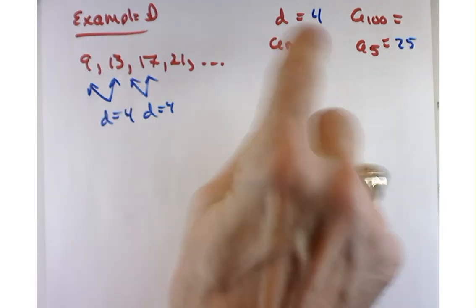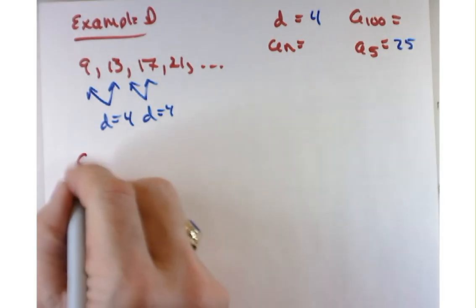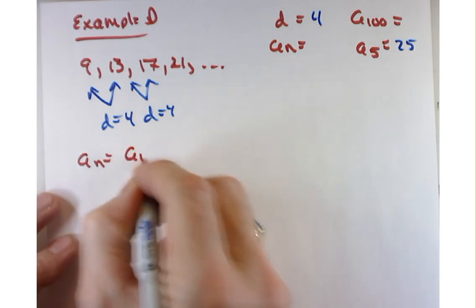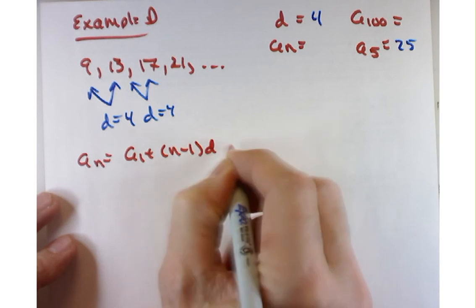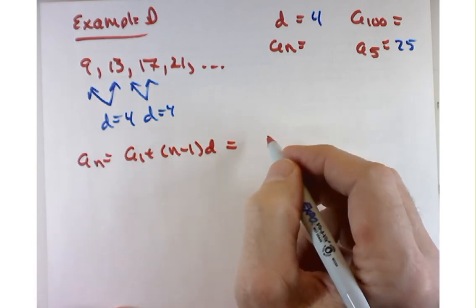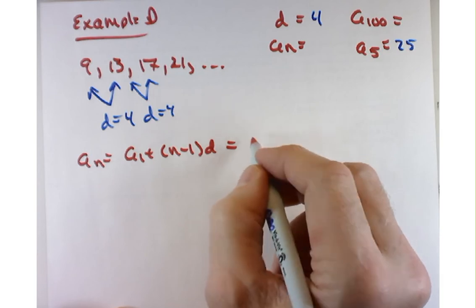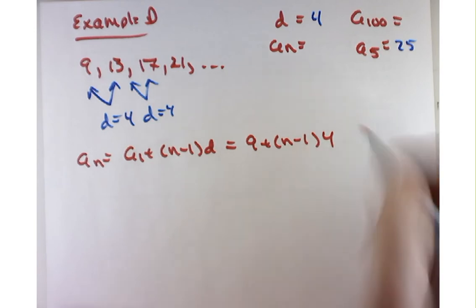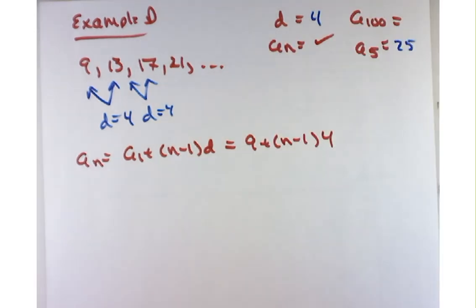We now know enough to fill in for a sub n. What's that general formula again for the general term of an arithmetic sequence? a sub 1 plus n minus 1 times d. Thank you. Well, we know these things. Noah, what's a sub 1? 9. So 9 plus n minus 1 times d, which is 4. So, cool. Got that one.